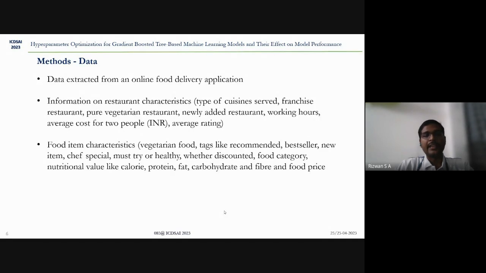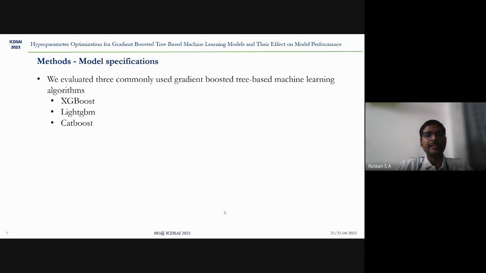The data that I used for this demonstration was extracted from an online food delivery application, where several characteristics about the restaurant, like type of cuisine, franchisee restaurant or not, vegetarian restaurant or not, newly added restaurant, working hours, and some food item characteristics, like whether it is a vegetarian food, tags like recommended, bestseller, new item, chef special, must try, or healthy, the food nutritional value like calorie, protein, fat, and food price were extracted. These are the three commonly used gradient boosted tree-based machine learning models that I have used: XGBoost, LightGBM, and CatBoost. All these are open source implementations.